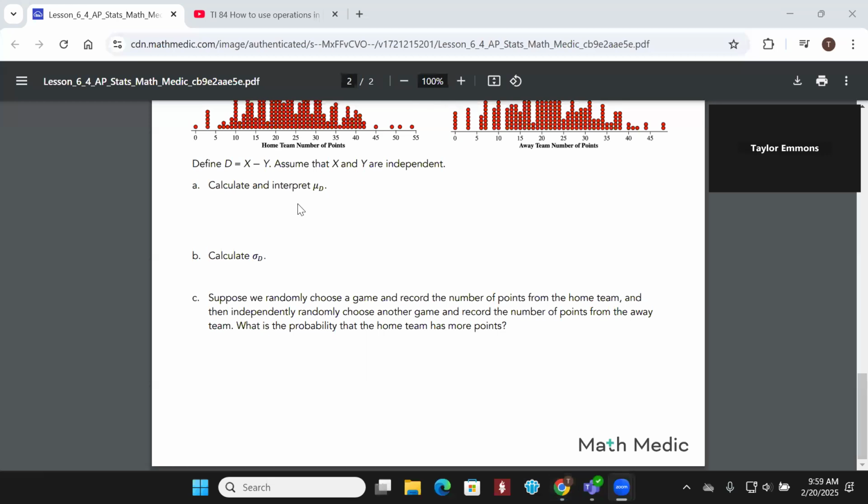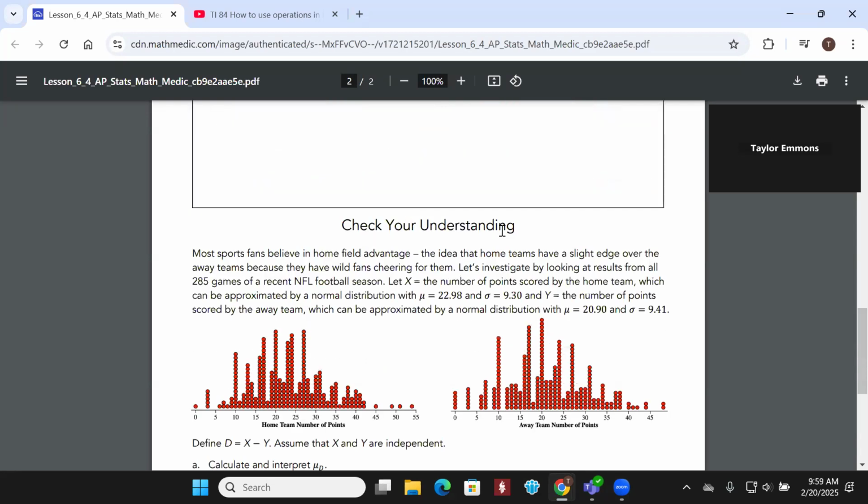You're calculating and interpreting mu sub D. What does this actually mean? Like, what are they trying to find? Why are they doing x minus y? Because what is x? So this graph right here is x. This is y, right? So we're finding the difference between these two. So did the home team have more points than the away team?